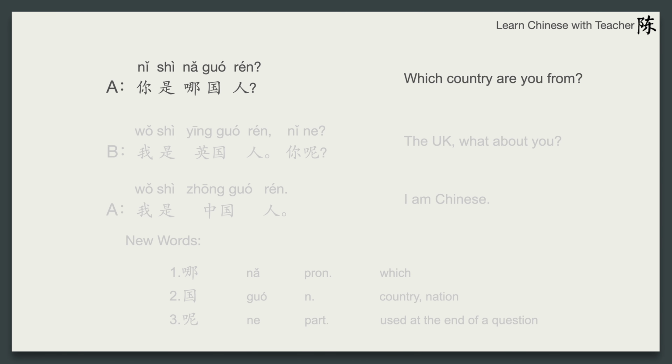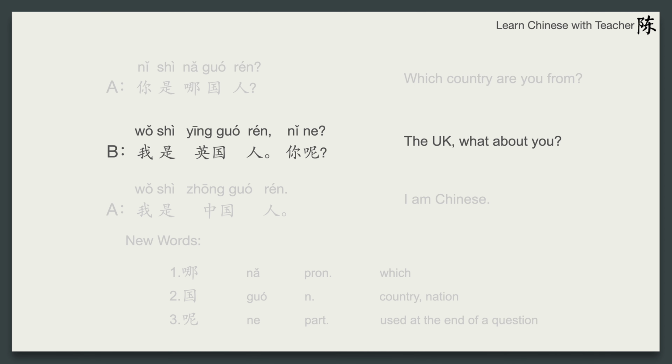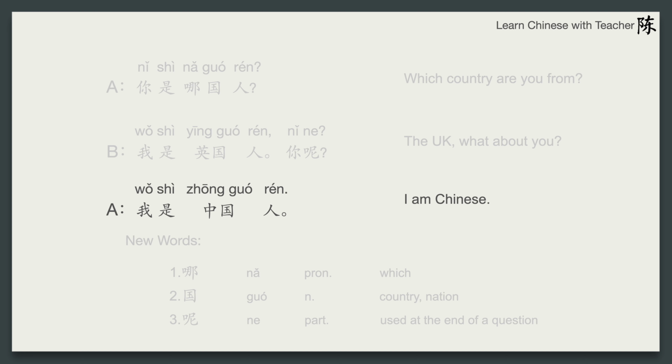The second conversation. 你是哪国人？我是英国人。你呢？我是中国人。The first new word, 哪 is a pronoun, means which. It has another meaning which means where. We'll learn it in the future lessons.